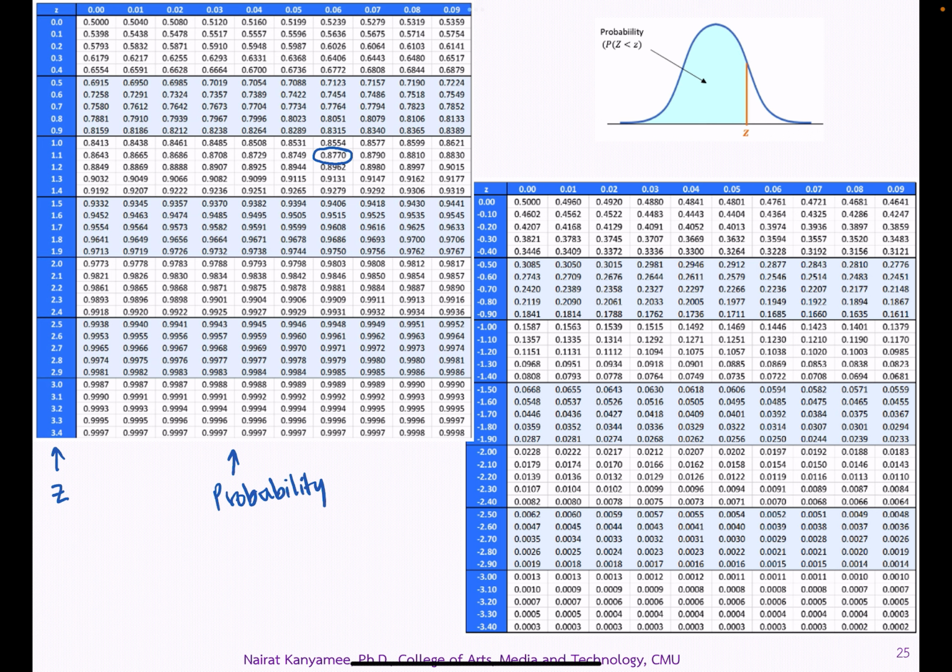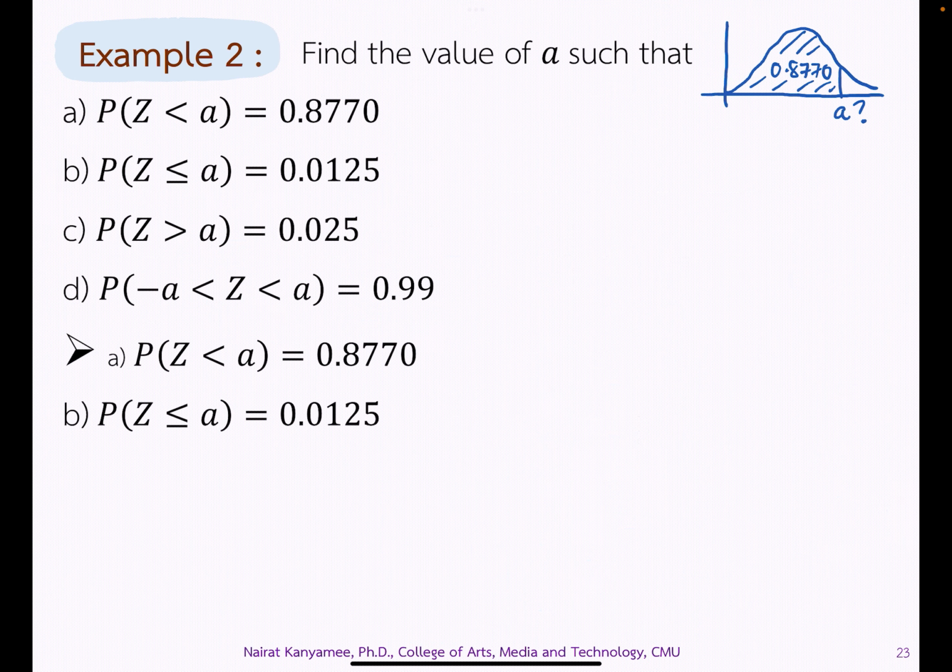The corresponding z value is 1.16, right? So from the table we know that P of Z less than 1.16 is equal to 0.8770. Therefore, A equals 1.16.